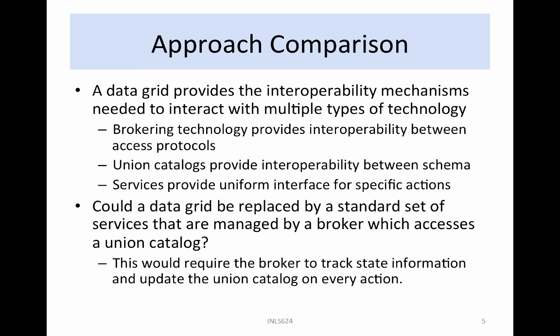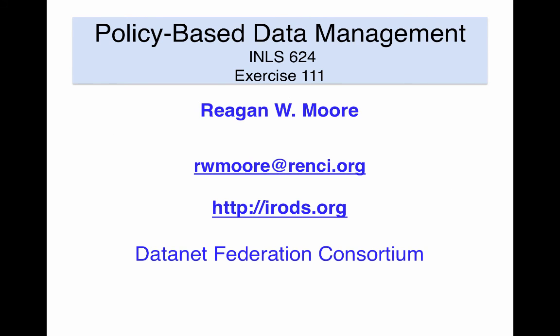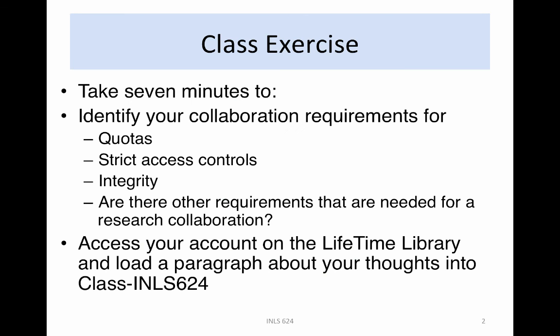The data grid could be replaced by a standard set of services that are managed by a broker which accesses a union catalog. The services would need to include all of the operations supported by the data grid, including replication, metadata loading, access control setting, distribution, retention, disposition, and auditing. So far, the set of services provided by data grids cover a much wider range of operations than provided by brokers.